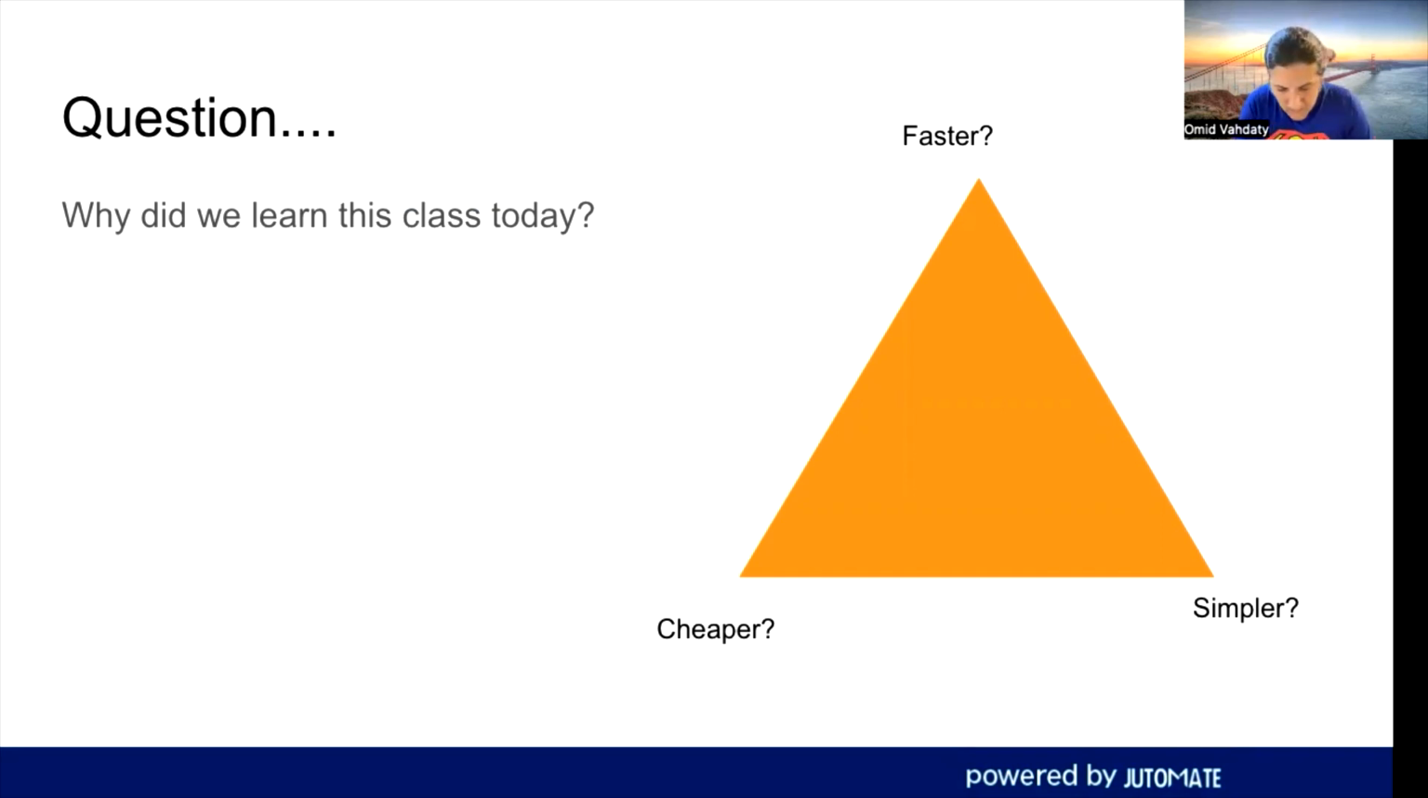And the reason I put it in a triangle is because sometimes in a good architecture, you can achieve 2 out of 3. Either it's fast and cheap, or it's fast and simple, or it's simple and cheap, but it's not fast, for example. If you get 3 out of 3, you're doing something very optimal. If you get 1 out of 3, you're missing the point.